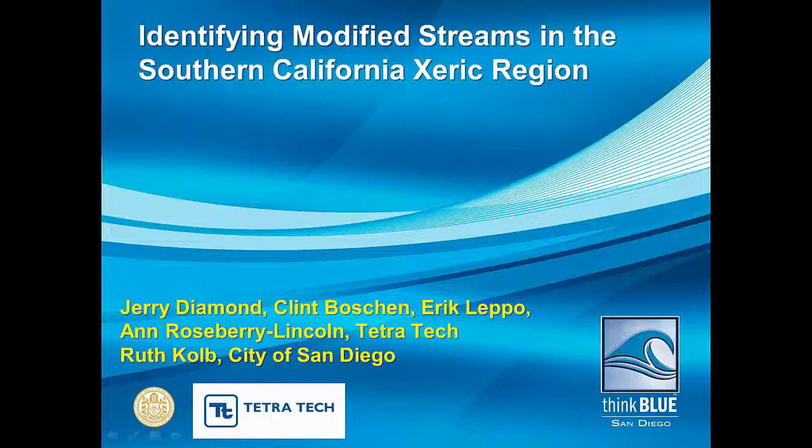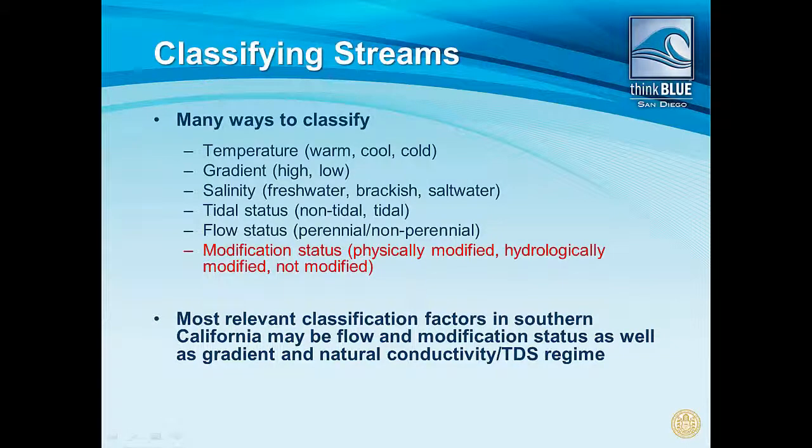All right, so there are lots of ways to classify streams, and classifying streams can be very important when you're trying to figure out biological expectations. Again, in this talk I'm primarily going to be talking about the modified status. There are many relevant classification factors, and we've been looking at this in the work we're doing with the City of San Diego for the Southern California region. What I'm talking about here is just one part of that process.